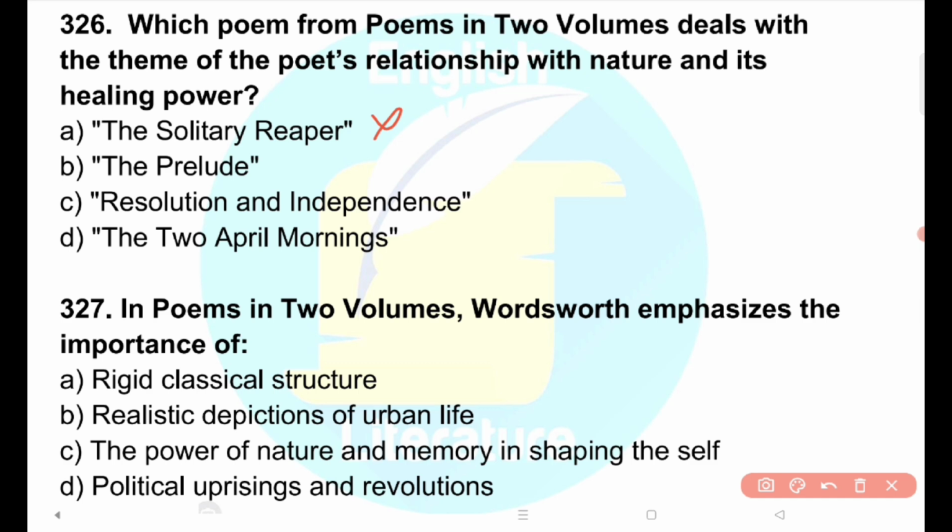Option B, The Prelude. The Prelude is an autobiographical epic not included in Poems in Two Volumes. Option D, The Two April Mornings. Though it deals with memory and loss, it does not focus on the poet's personal healing through nature. So option C is the correct answer, Resolution and Independence. This poem reflects Wordsworth's struggle and melancholy and how he finds inspiration from the old leech gatherer's resilience. It emphasizes nature's healing influence.